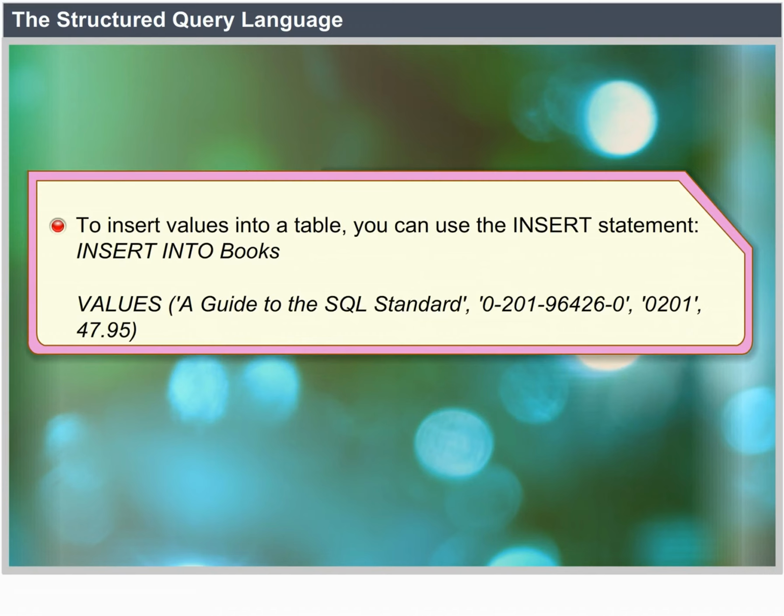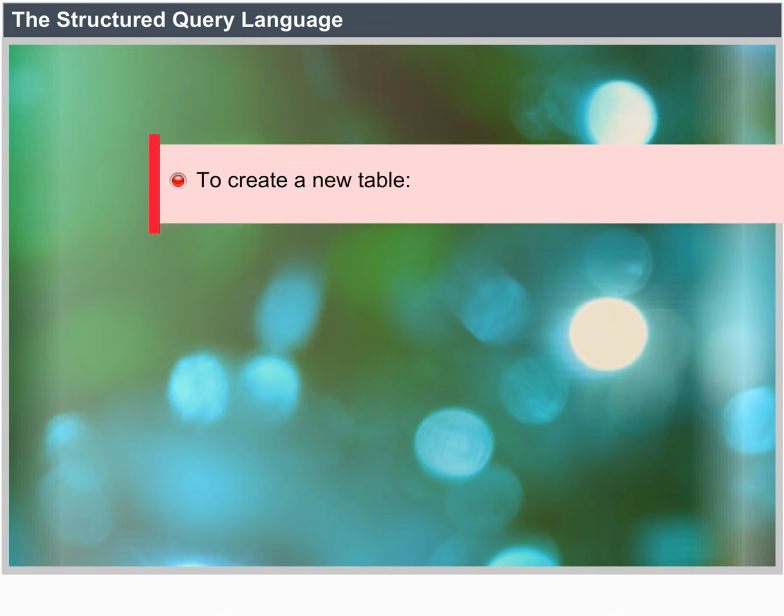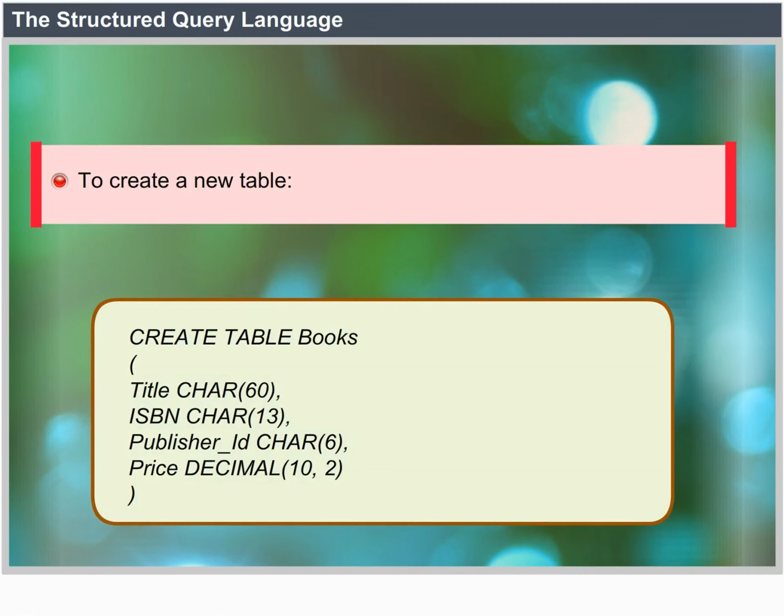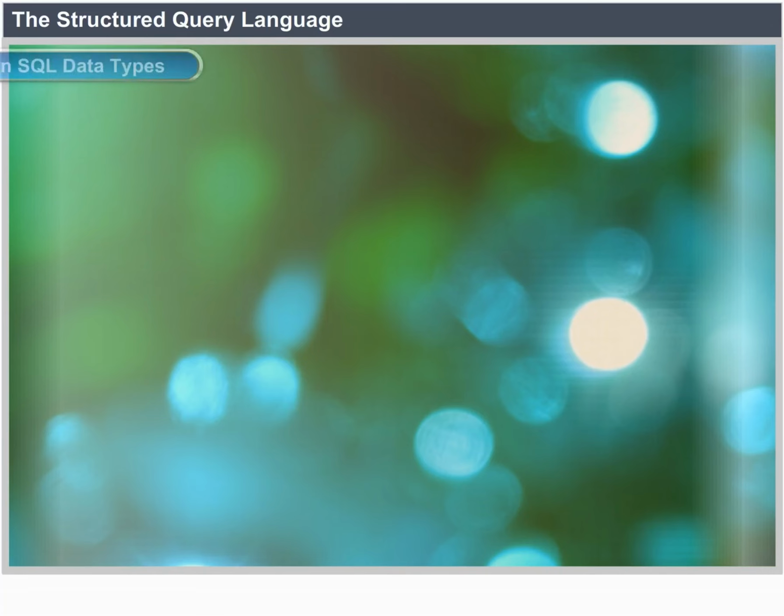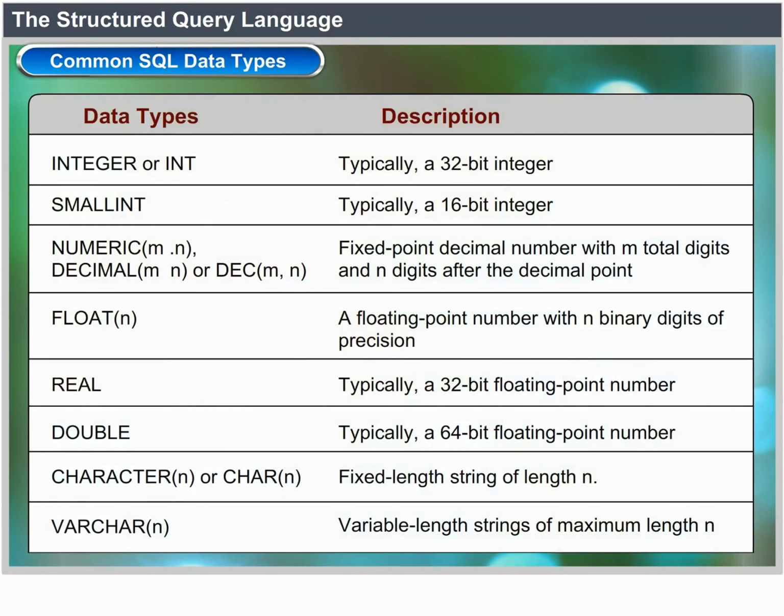0-201-96426-0, 0201, 47.95. To create a new table, create table books, open bracket, title char of 60, ISBN char of 13, publisher_ID char of 6, price decimal of 10, 2, bracket closed. The following table shows the common SQL data types.